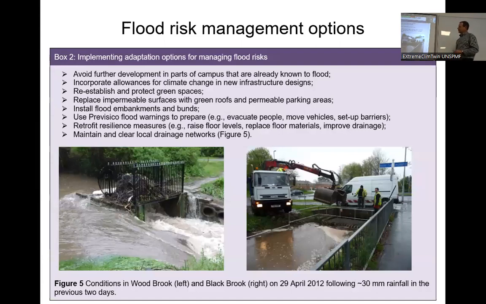We can also use this information to start to think about some simple measures that can be taken on campus: protecting green spaces, perhaps increasing some of the flood embankments in and around the campus, protecting critical infrastructure, improving the design of new buildings, deterring further development in those areas of campus where we know there's flood risk.